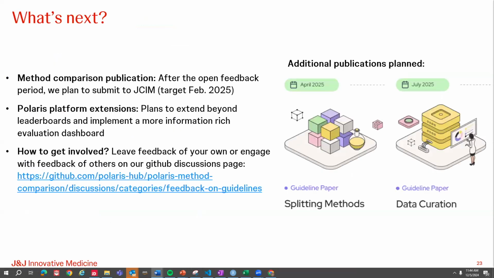This is what we have next for the group. So we have this open feedback period. We plan to submit to JSIM in February 2025. Polaris has plans to extend their current leaderboard to a more information-rich dashboard, which will incorporate some of these guidelines. So the Polaris platform is one way we're trying to go beyond these papers and make adoption of the guidelines easier. And then here's a link for the open comment discussion forum if you want to leave feedback.